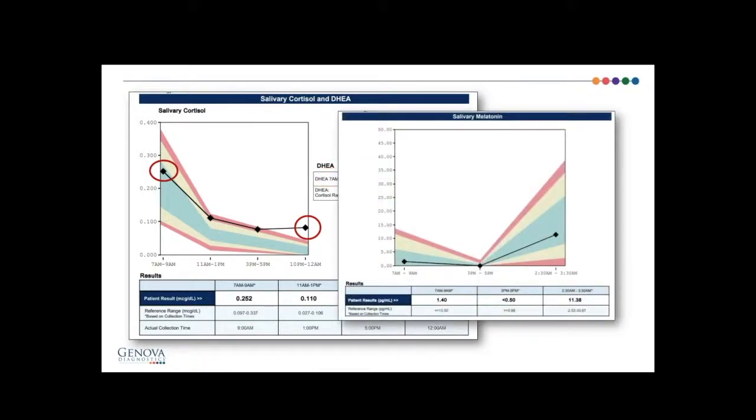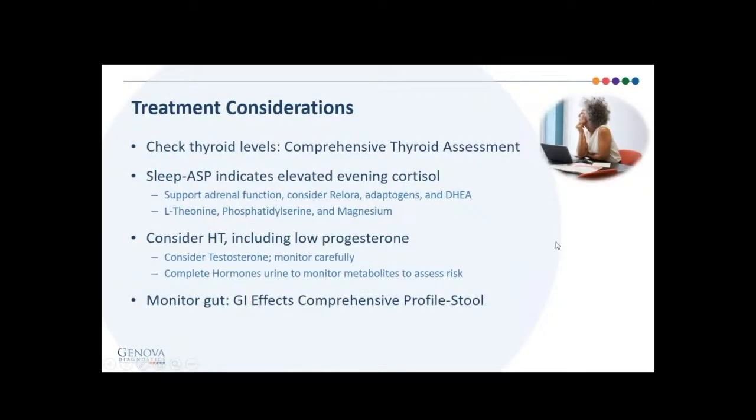And here's the salivary melatonin. Melatonin I find very interesting because in this case, remember, typically high cortisol, you'll tend to see low melatonin. High melatonin, lower cortisol. But melatonin really does adapt. In this case, we have relatively high levels here of cortisol, but you can also see that the levels of melatonin are low at this point. So what do we do for this patient?